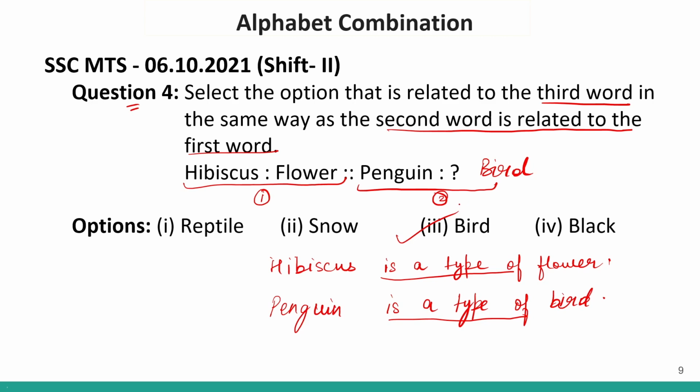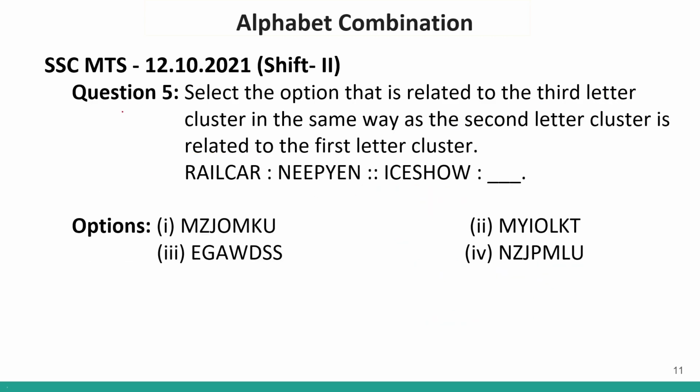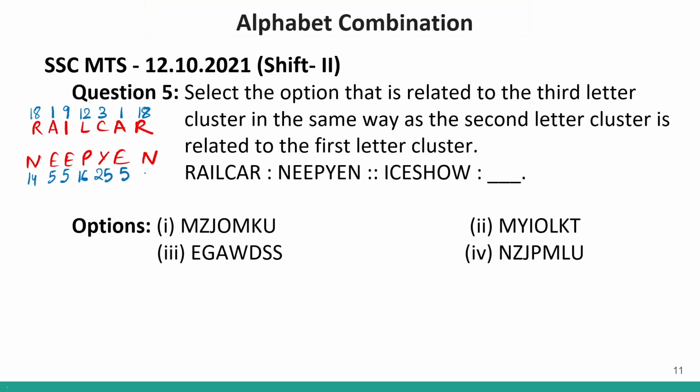Okay. Moving on to question number 5. Question number 5, again analogy question. Let us look at pair 1 and then find the missing element in pair 2. So first we have to deduce how is RAILCAR related to NEEPYEN. So first step, let us give them forward ranks. So if I give them forward ranks, it will be 18, 1, 9, 12, 3, 1 and 18. And over here it will be 14, 5, 5, 16, 25, 5 and 14.